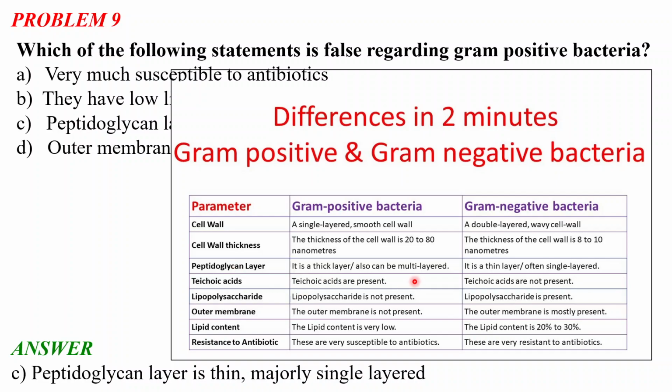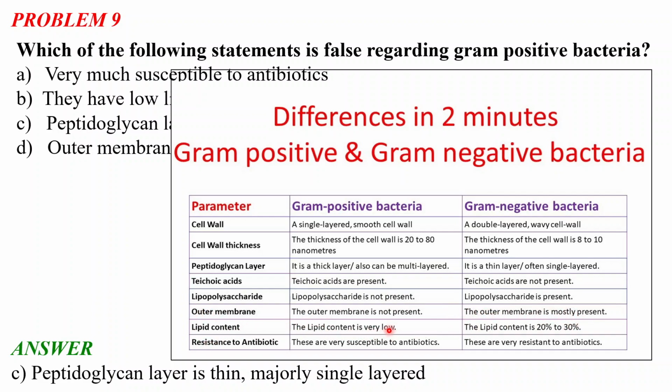Teichoic acids are present in gram positive bacteria but absent in gram negative bacteria. Lipopolysaccharides are absent in gram positive bacteria, but they are present in gram negative bacteria. The outer membrane is not present in gram positive bacteria, but it is mostly present in gram negative bacteria.